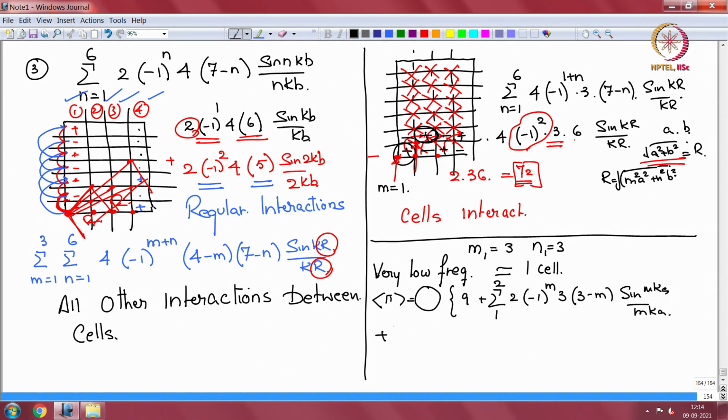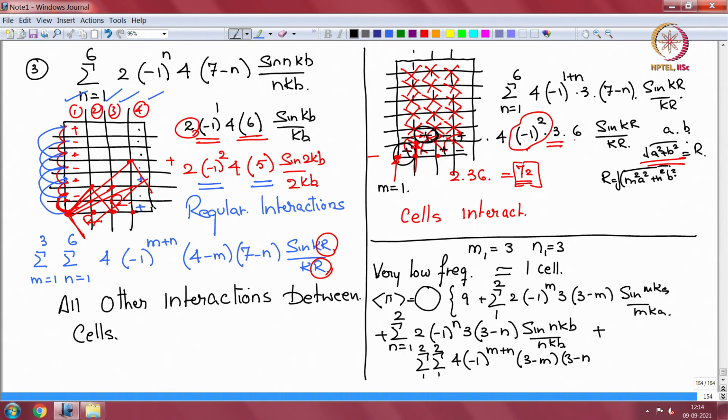Plus summation over n equal to 1 to n1 minus 1, which is 2, then twice minus 1 to the power n, m1 which is 3, n1 minus 1, 3 minus n, into sine of nkb by nkb, and finally the double sum, plus the double sum 1 to 2, 1 to 2, 4 times minus 1 to the power m plus n, 3 minus m, 3 minus n, sine of kr by kr.